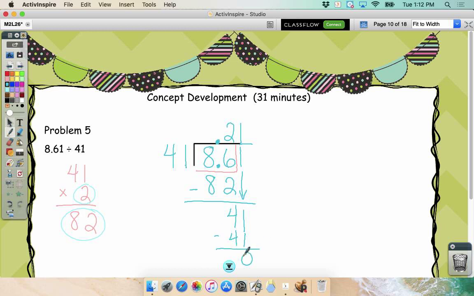Okay, so what's the actual answer to this problem? 2100. And how would I write it? 0.21. Okay, but I'm thinking, we're going to go ahead and check this real quick. I'm thinking that I don't need the 0 and the decimal when I do the actual multiplication problem, do I? So I'm going to do 41 times 21. Go ahead and do that, boys and girls.